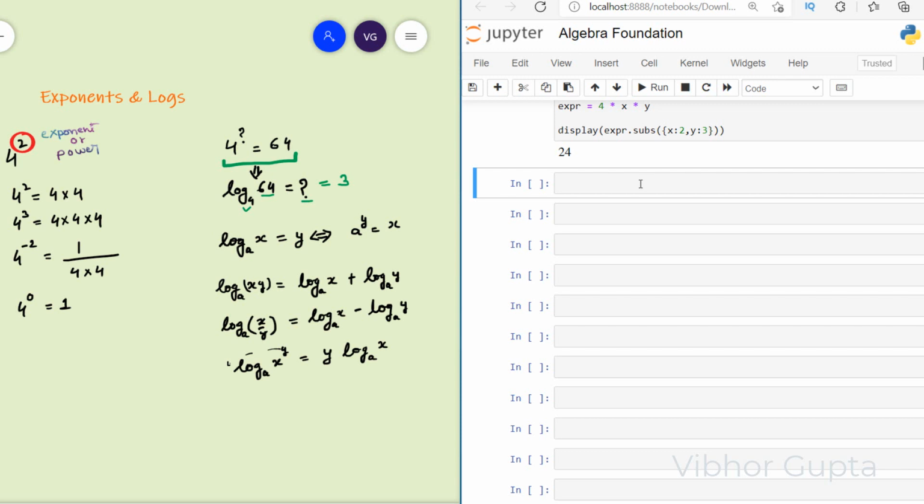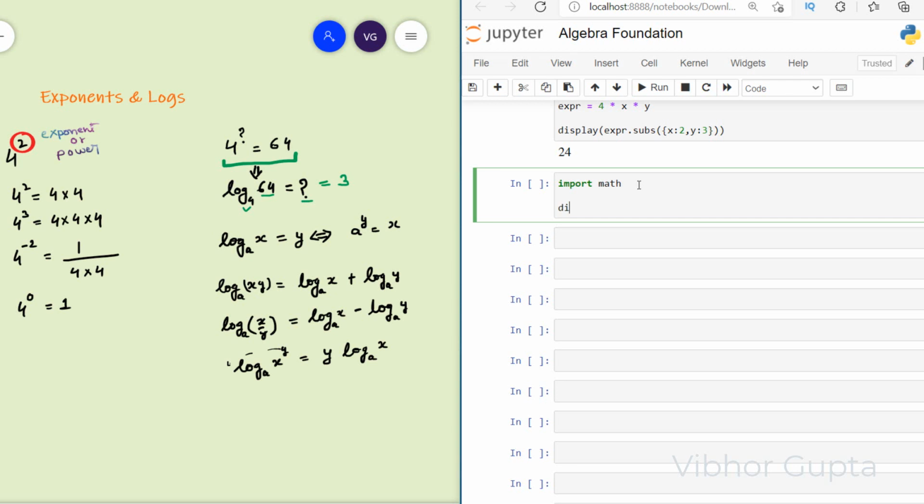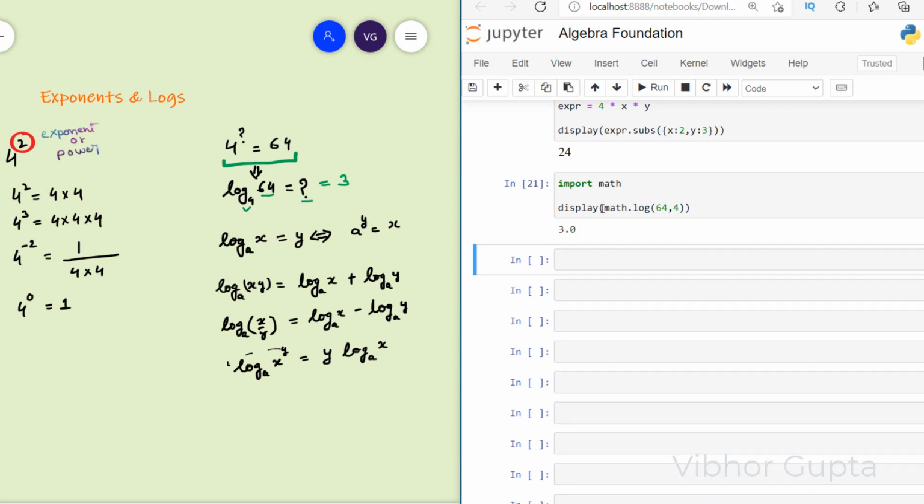Now to calculate the log, we can import the math module. So I'll say import math, and then display math dot, and we have one log function in the math module, so I'll say log. Here, let's say I want to calculate the log of 64 on base 4, so I'll say log 64 comma and then the base value, which is 4. Now let's run it and you get the output. You can typecast it to integer and then you'll get the expected output, right?